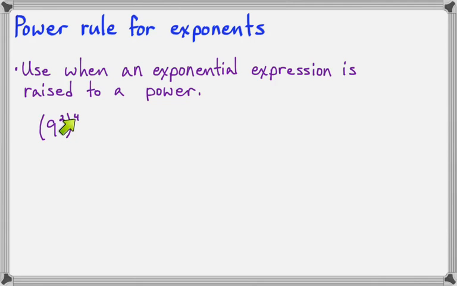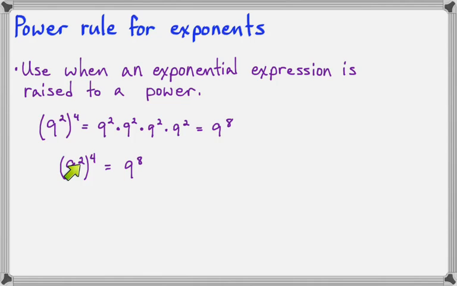Well, we know what the 4 means. It means that I have 9 squared times 9 squared times 9 squared times 9 squared. Now, if I use the product rule, I know 2 plus 2 plus 2 plus 2 is 8. So 9 to the 2nd raised to the 4th is 9 to the 8th. And what you notice when you look at it right here is that 2 times 4 is 8. And it always works that way.